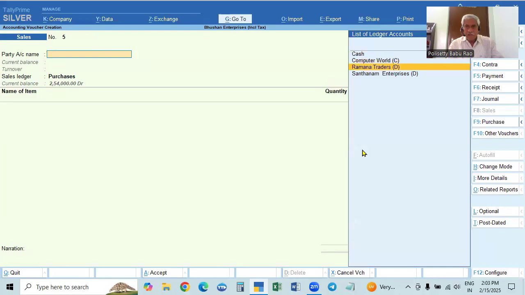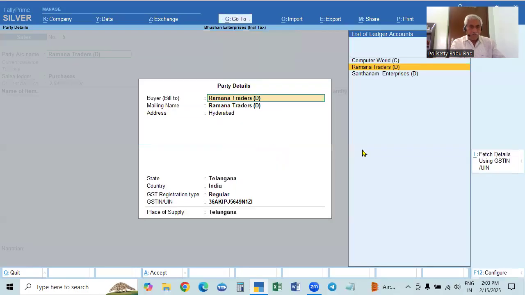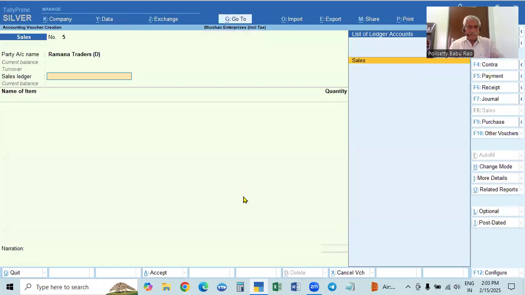Now I have some debtors. We sell the goods to debtors, Ramana Traders. We are selling, so accept. For Ramana Traders, the party details show it is from Telangana, so the tax will be CGST and SGST. Accept this. Then we are selling the goods.